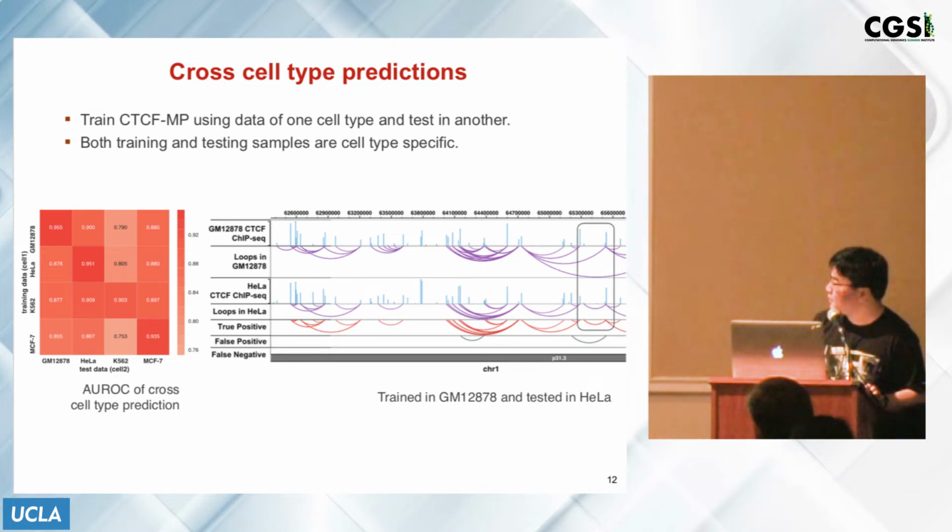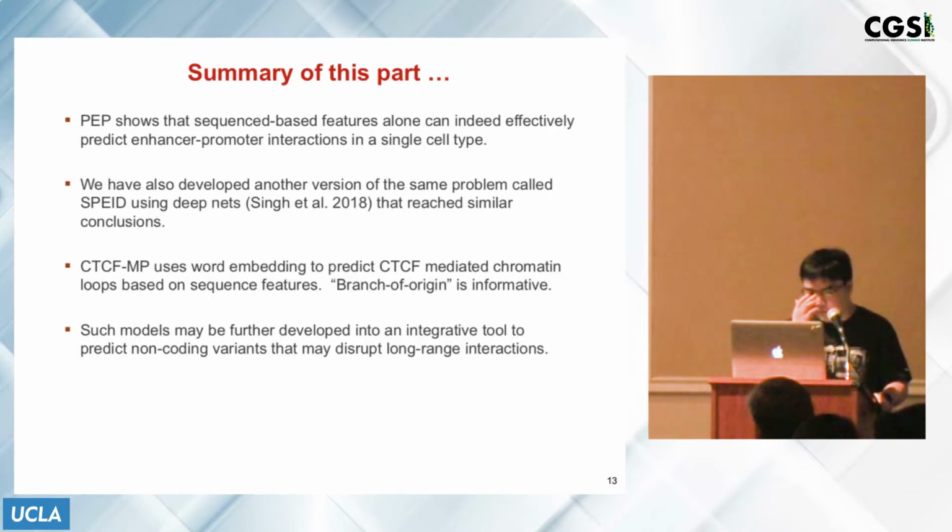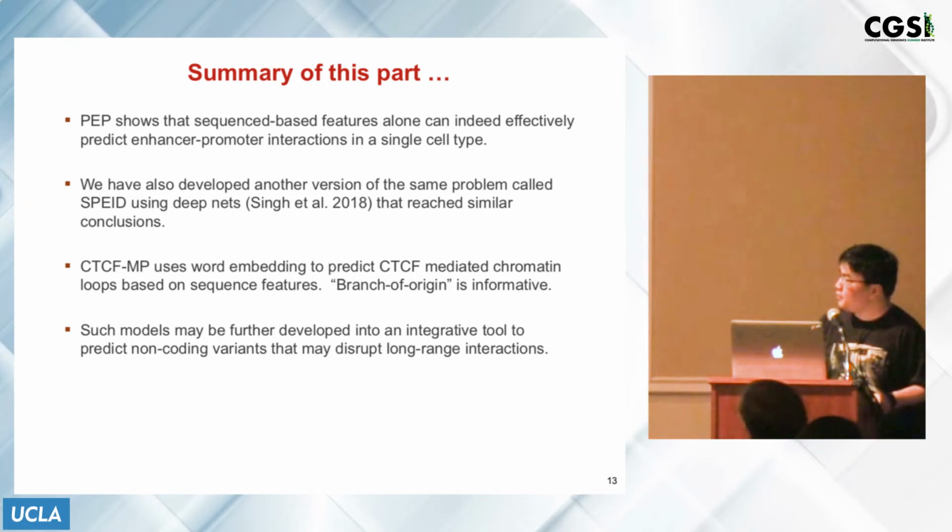As you can see, we can still predict these cell type specific ones accurately, but there are also a small number of false positives. So, summary so far: we developed this method, based on, for instance, word embedding, to help us predict these chromatin loops.